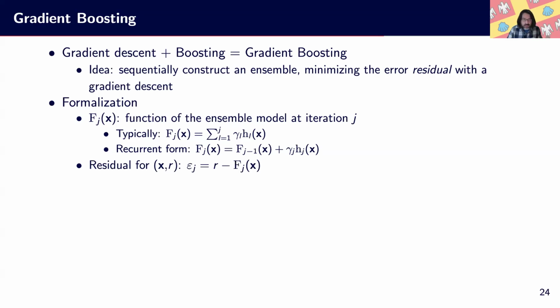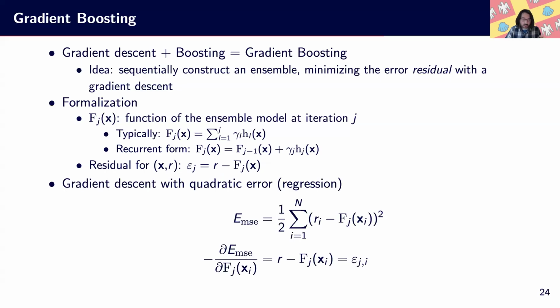And as such, the residual that we are using here is the remaining of the error. So basically, it's the error, the difference between the target value, so this is what we want as target value, versus the output provided by the ensemble at the current iteration. So this difference is the residual, the error residual that we want to minimize by gradient descent. And so the gradient descent can be applied with, for example, quadratic error.